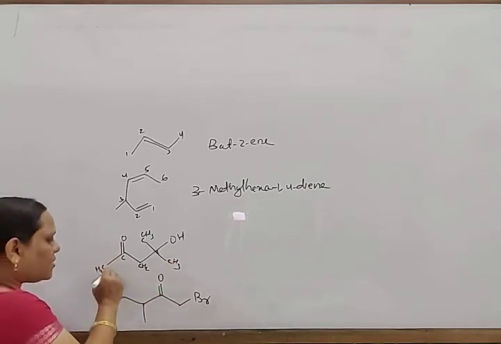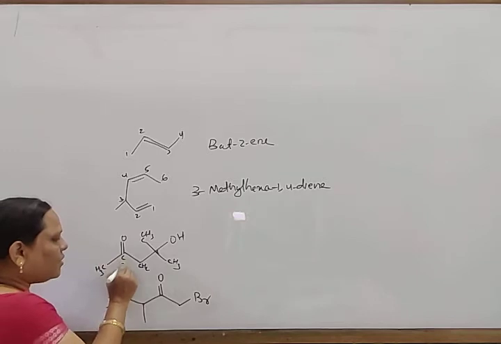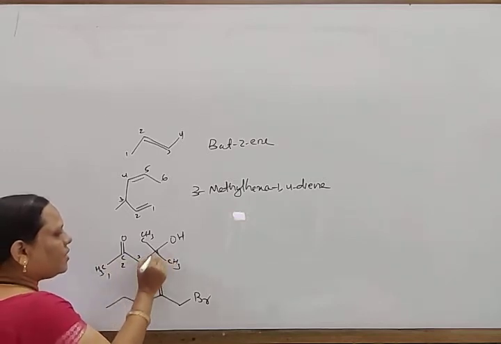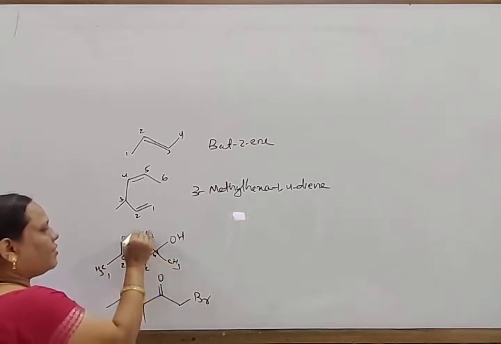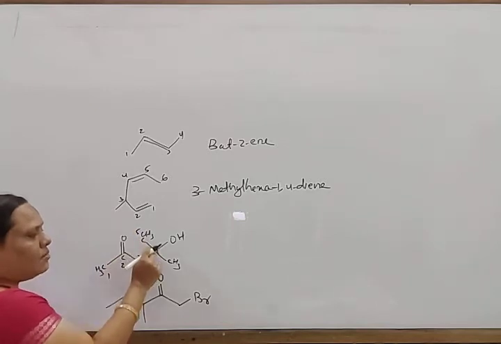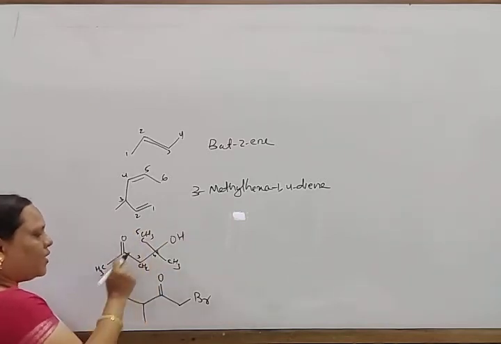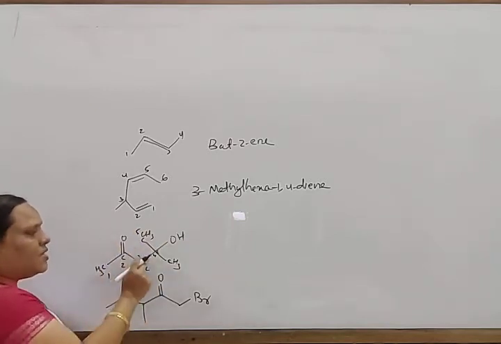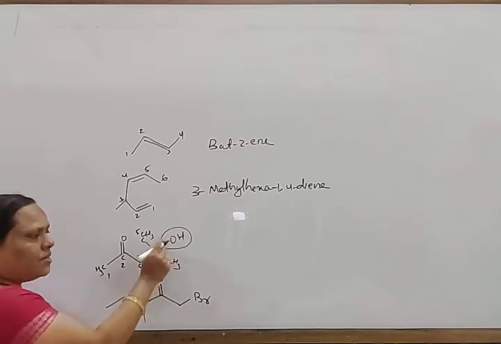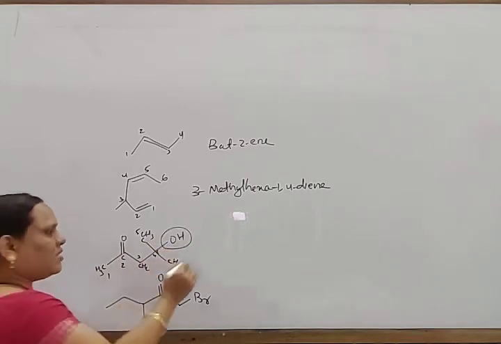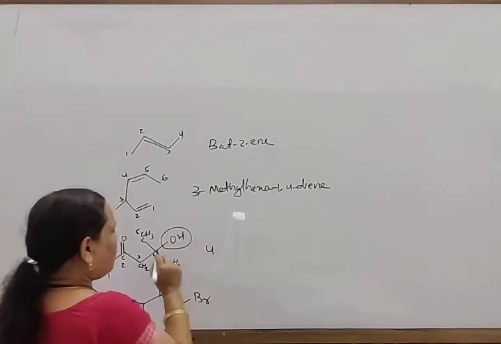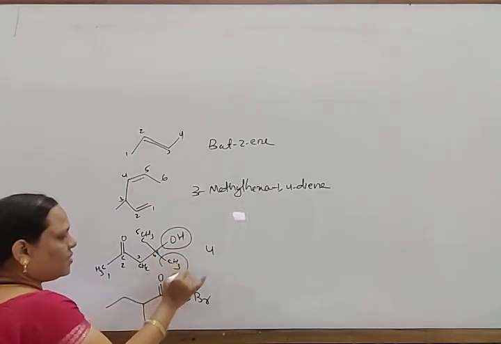In this way, countdown starts from here. This is 1, 2, 3, 4, and 5. Five carbon atoms, at 4 position OH group, at 2 position the ketone is there. So this is now used as a substituent, so for that we use the prefix. So first the prefix. So this is OH and here methyl group.